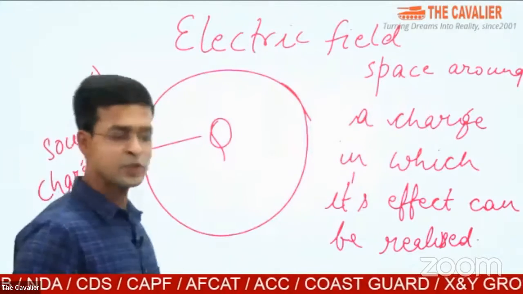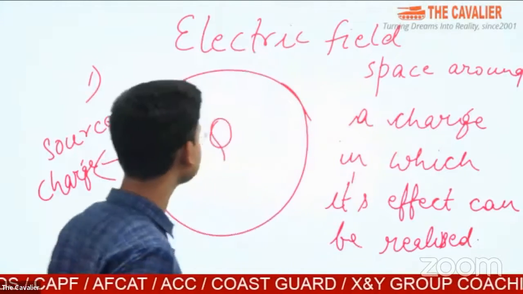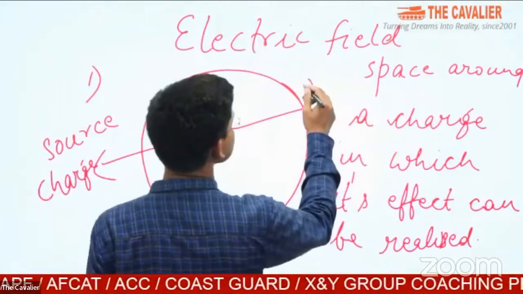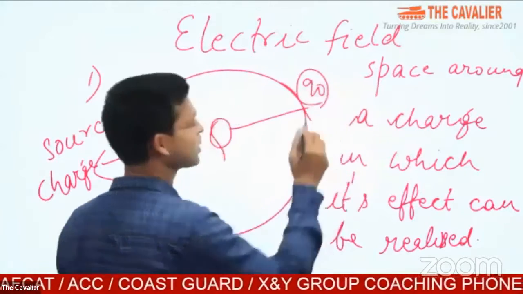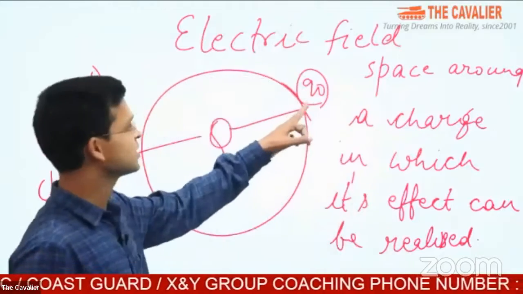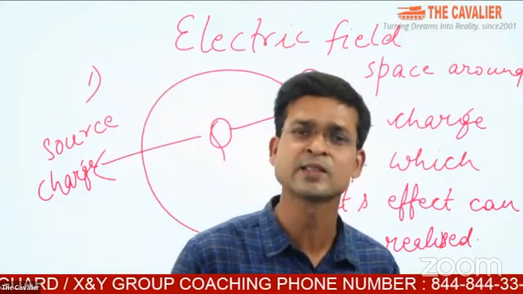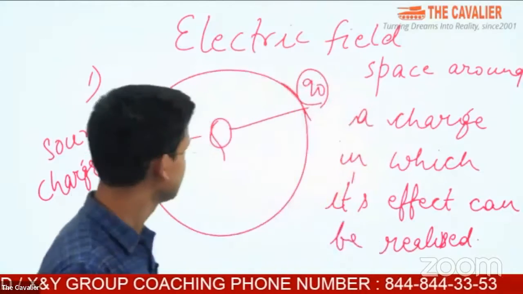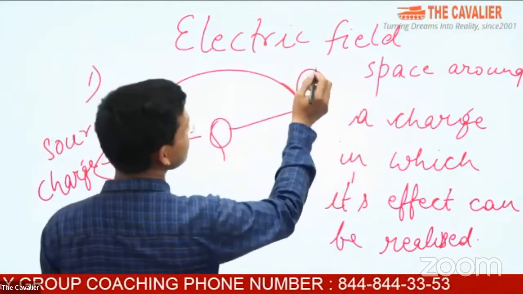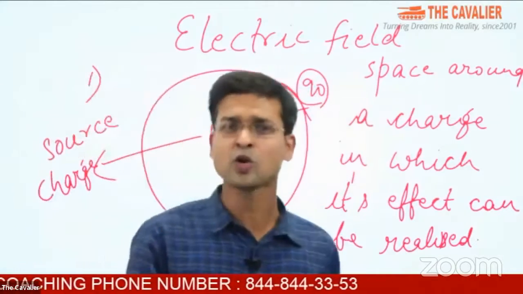The charge which produces the electric field is called the source charge, and there will be one more. This is called Q naught. Q naught is called the test charge. The charge which tests the effect of the source charge is called the test charge. That means it checks the effect of the source charge.